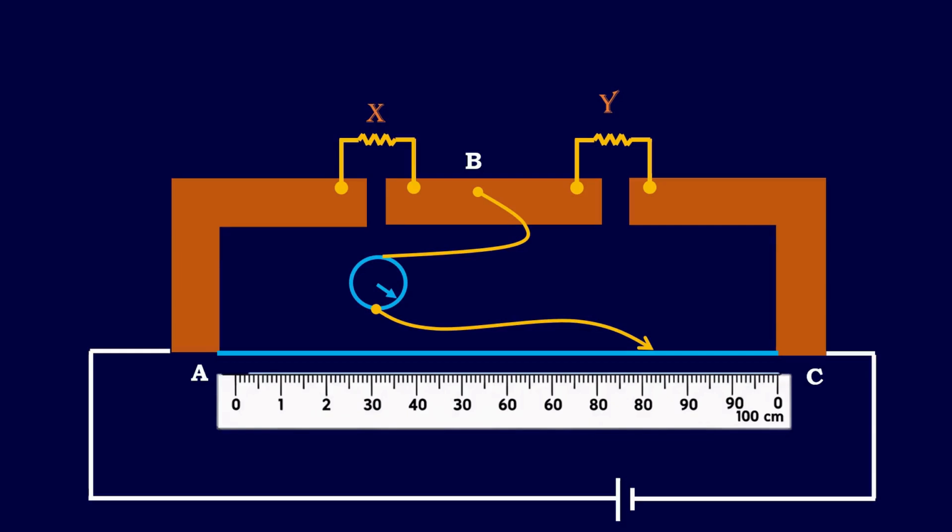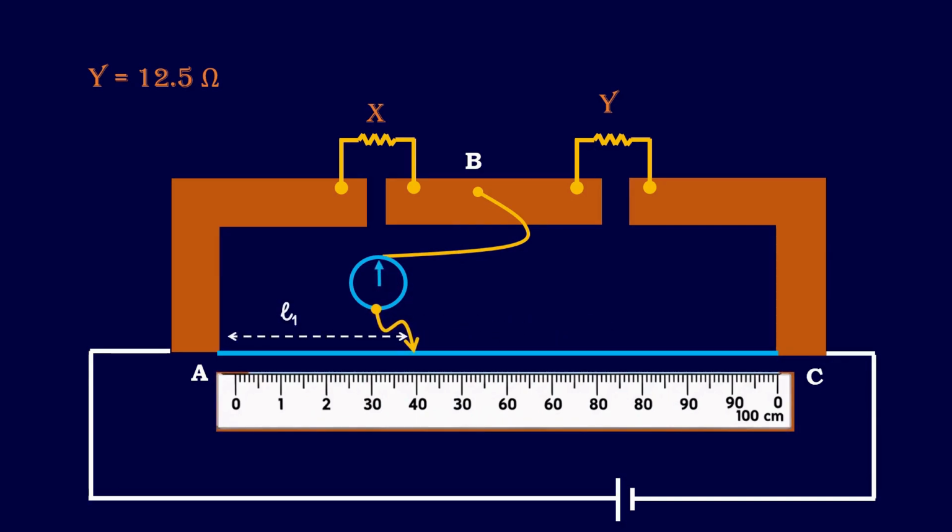We are given that the resistance Y in the meter bridge is 12.5 ohms. The bridge is balanced when the length L1 is 39.5 centimeters. Our goal is to find the resistance of X. This question also has a few additional parts. We will solve those later in the video.